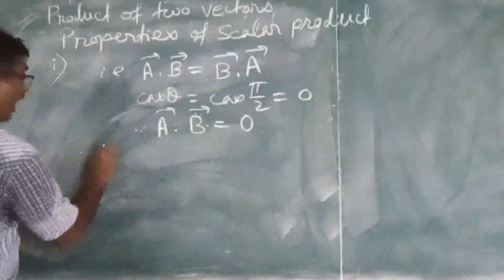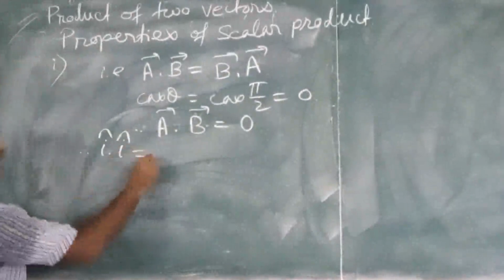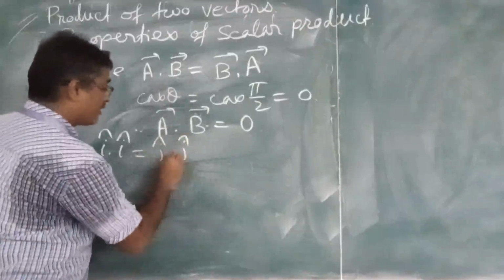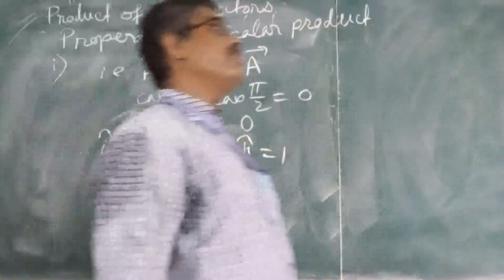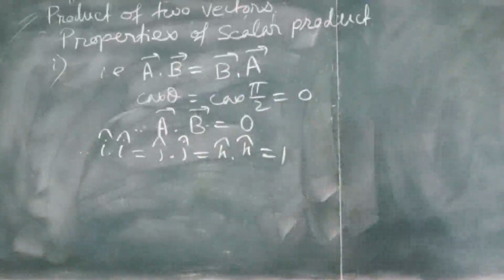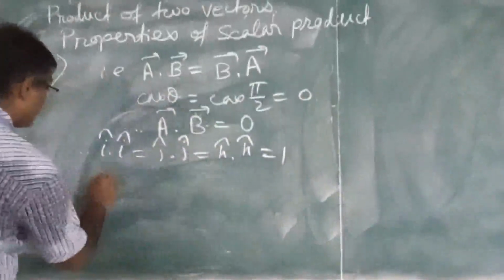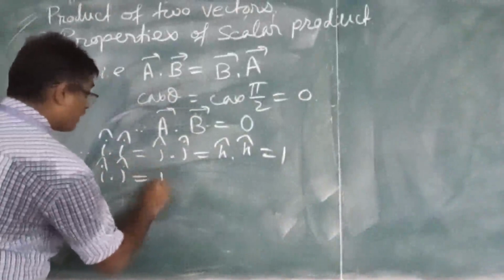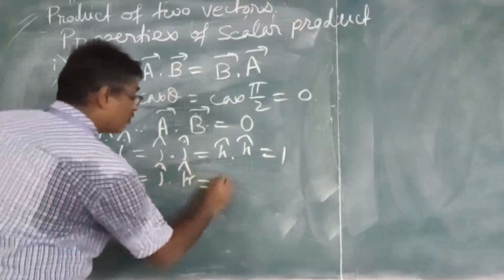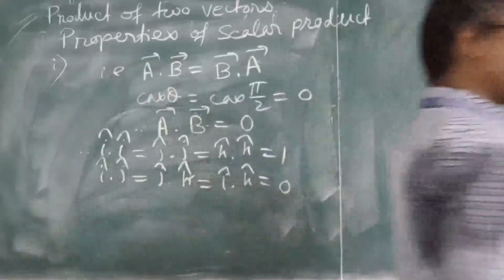Therefore, I dot I equals J dot J equals K dot K equals 1, because the angle between them is 0, cos 0 is 1, and the magnitude of a unit vector is also 1. And I dot J equals J dot K equals I dot K equals 0, because they are perpendicular to each other.